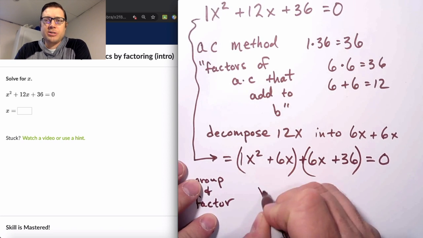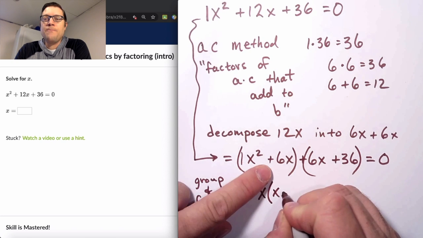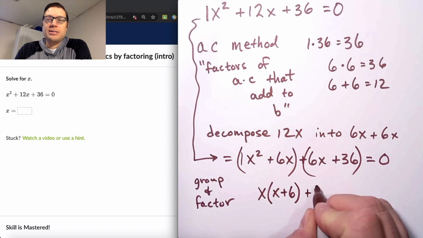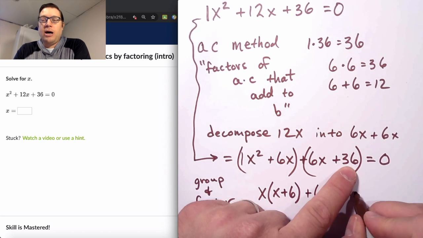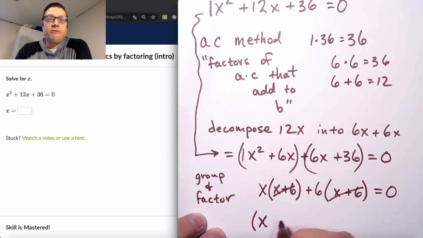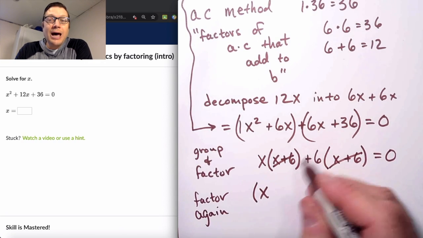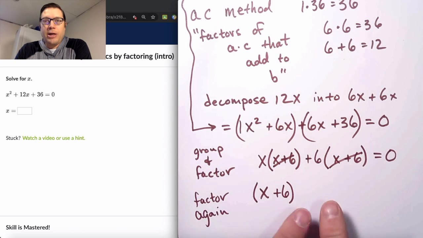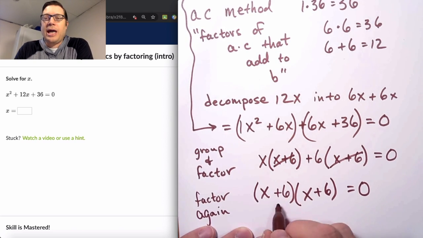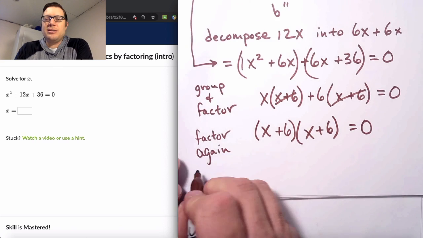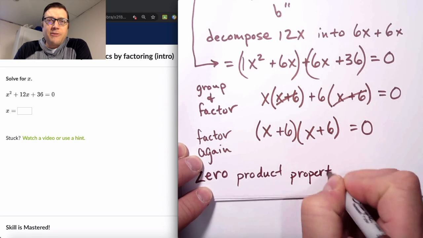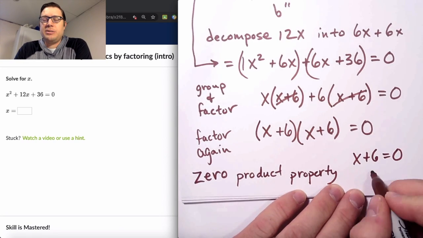This group and factor step is what makes the AC method work. So 1x squared plus 6x both share x in common. Factor it out. 6x and 36 are both multiples of 6, so factor out 6. And what's left? Well, in essence, they both have a factor of x plus 6, so we're factoring again. Bring out the x plus 6 factor, and then whatever's left gets its own term. So that's the factor step. Group and factor, A times C method.